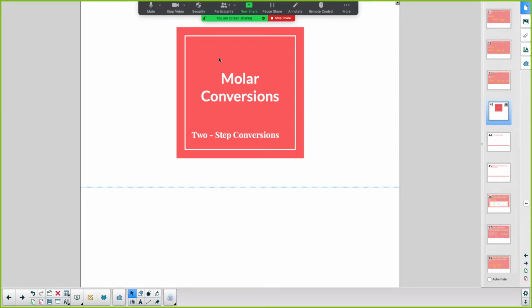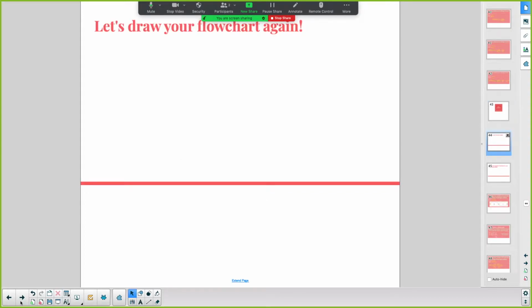All right. We are going to talk about two-step molar conversions. The other day we did one step, so now we're working on two-step. Looking at the flow chart we drew last week, you should be on this page, and beside the steps where you've got some open space on the right, redraw your flow chart. What's in the middle? Moles.